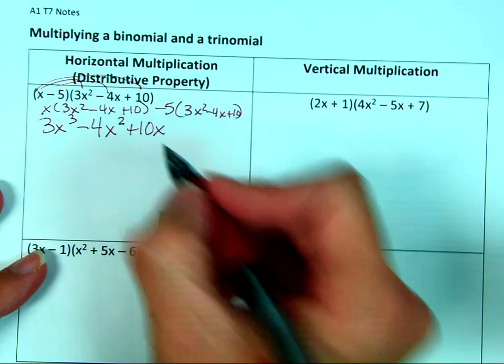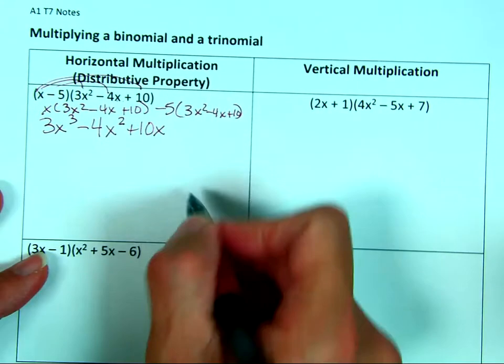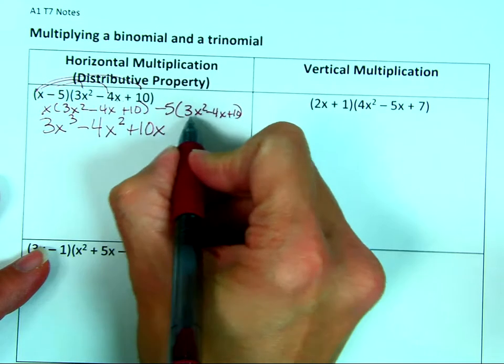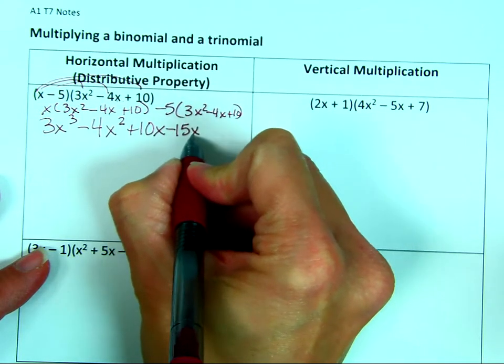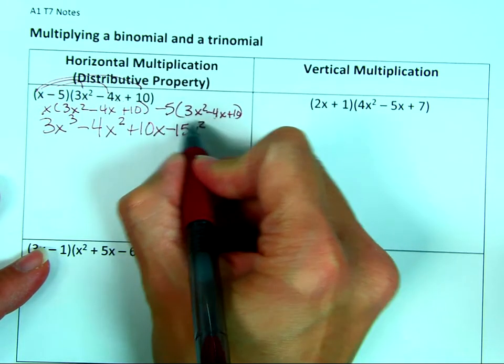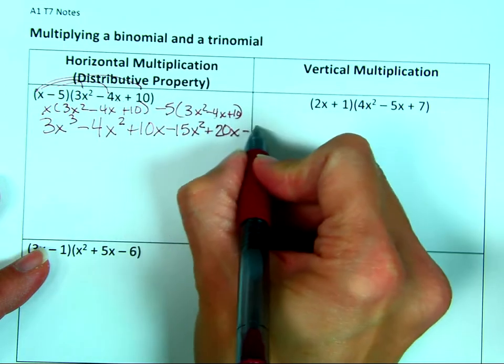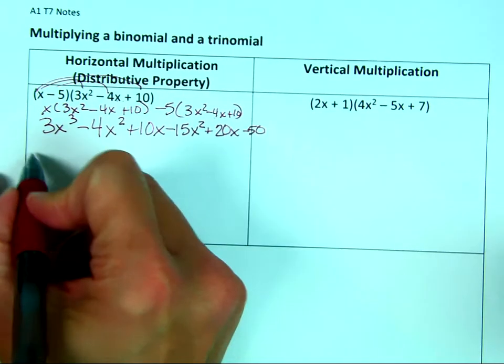Okay, so now, see how I'm going to run out of room, so I'm going to have to kind of string it down. I guess you could write the next ones underneath, but I'm going to write it here. 15x squared, that's what I get there, plus, because a negative times a negative, 20x, minus 50. And then we have to go and say, okay, we have a 3x cubed.